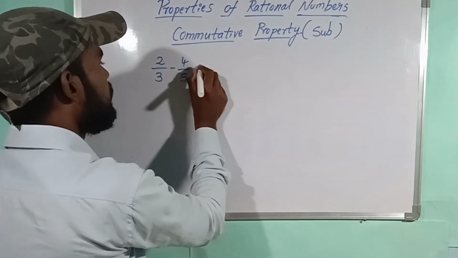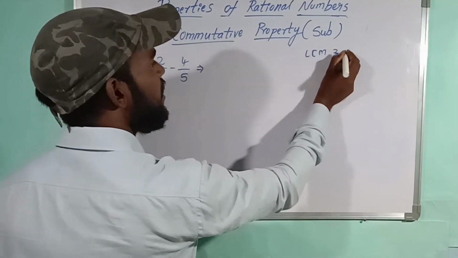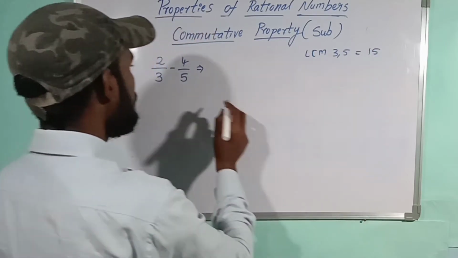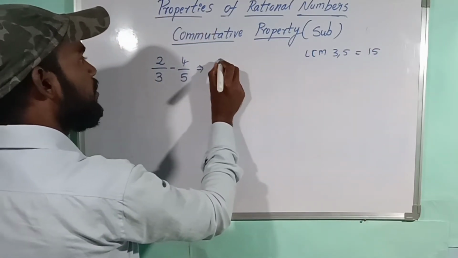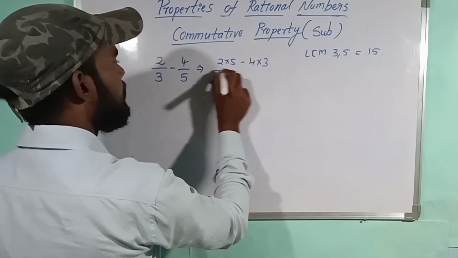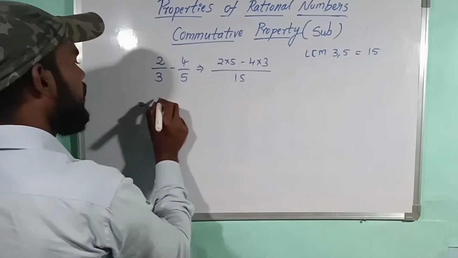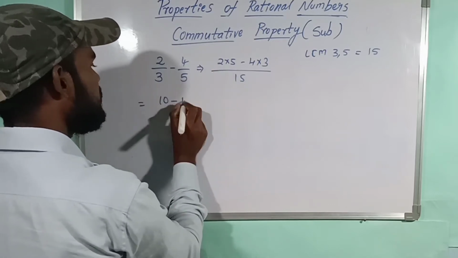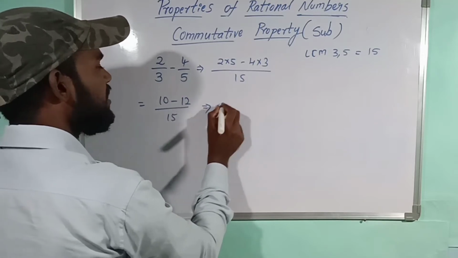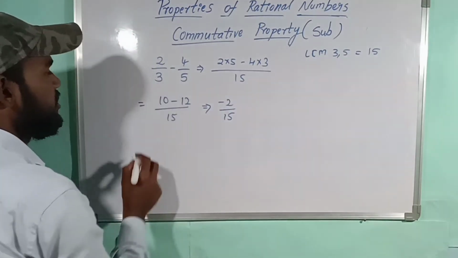Now the LCM for 3 comma 5 is 15. Cross multiply: 2 into 5 minus 4 into 3 by 15. So 2 fives are 10 minus 4 threes are 12 by 15. 10 minus 12, what is the answer? Minus 2 by 15.